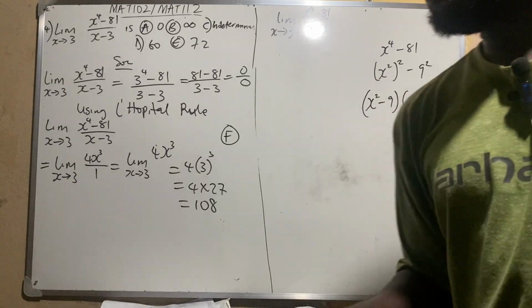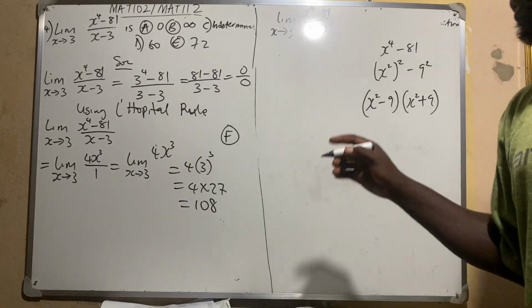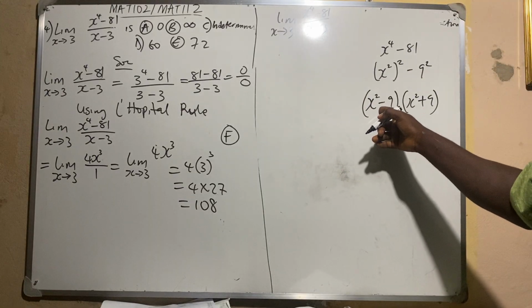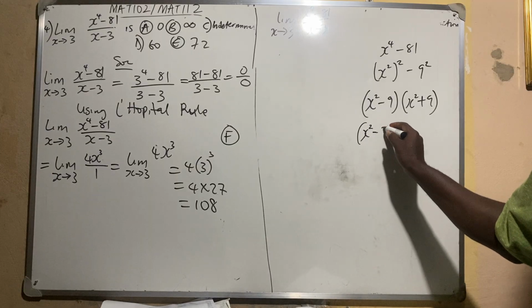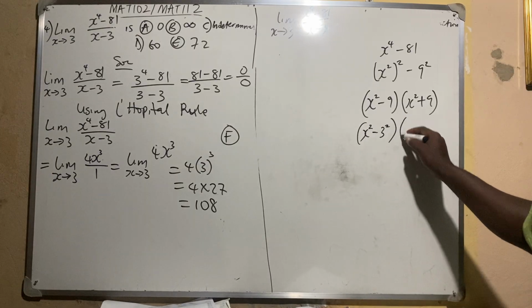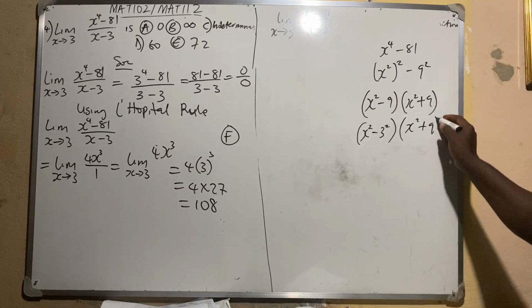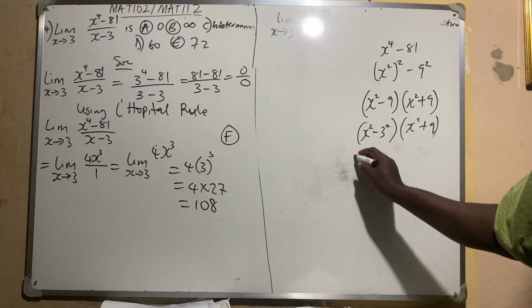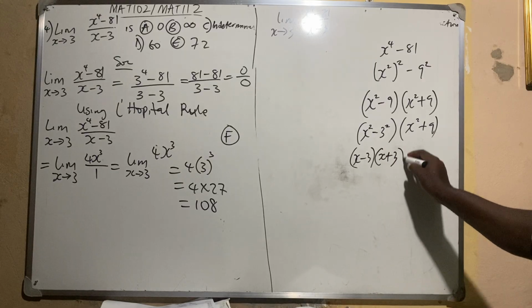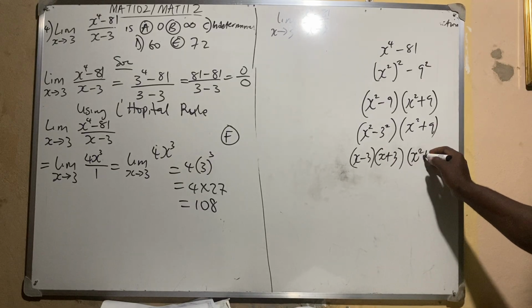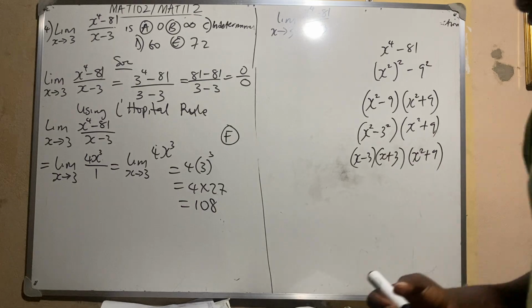Okay, that is difference of two squares. So if you now look at the other one, you see that this one is equally a difference of two squares, because I can have that this thing is x raised to power 2 minus 3 raised to power 2, then in bracket x squared plus 9. So this one now means x minus 3 and x plus 3. Now put your x squared plus 9. So let us now put it there.